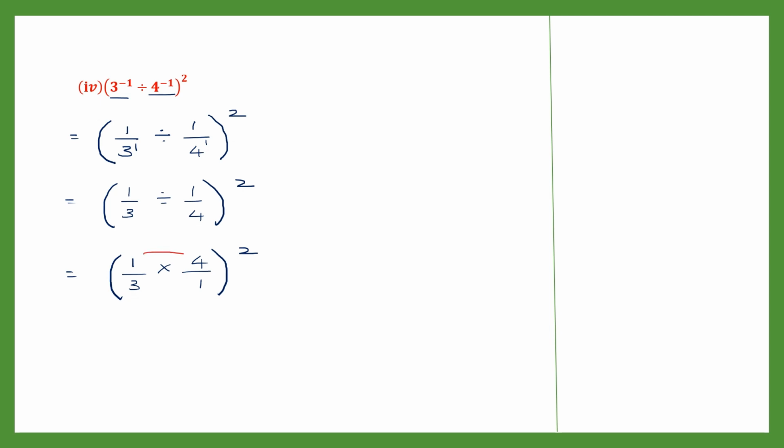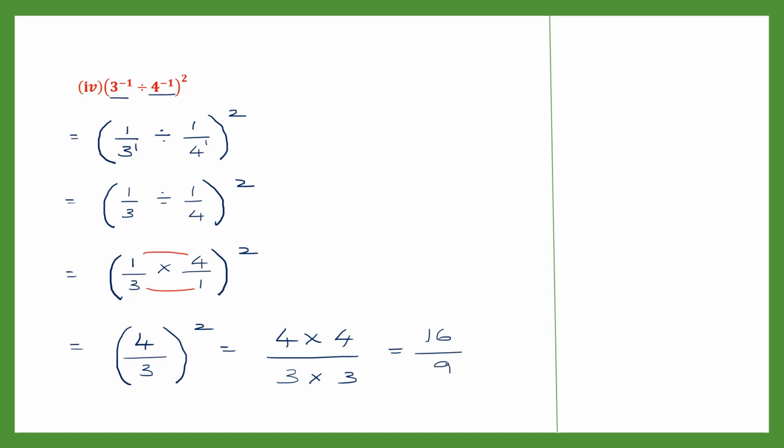Now multiply the numerators and the denominators. 1 fours are 4 and 3 ones are 3. And this whole thing is raised to the power of 2. That means we multiply 4 twice, and we multiply 3 also twice. 4 fours are 16 and 3 threes are 9. So our answer to this question is 16 by 9.